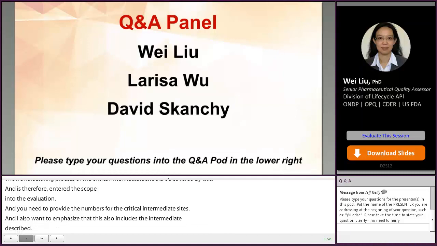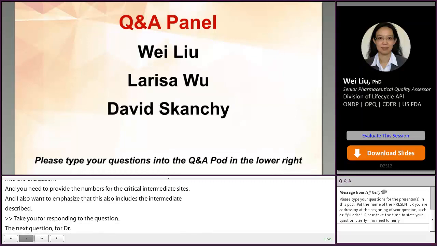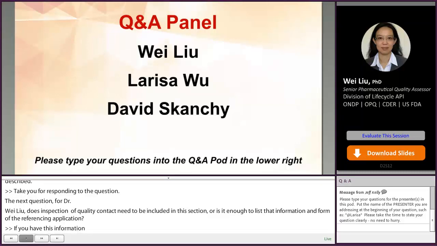Does the last day of inspection and quality contact need to be included in section S.2.1, or is it enough to list that information in Form 356h of the referencing application? If you have that information available, you are very welcome and recommended to include it in section 2.1 in the DMF. This will help us to facilitate our assessment process.